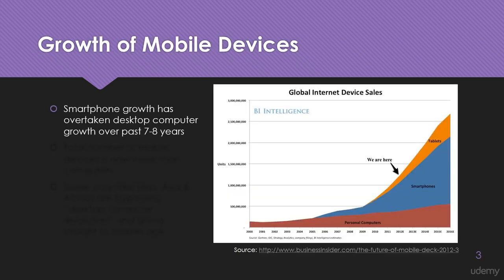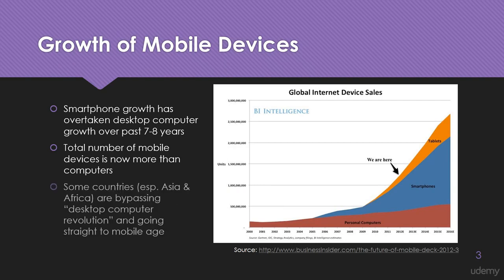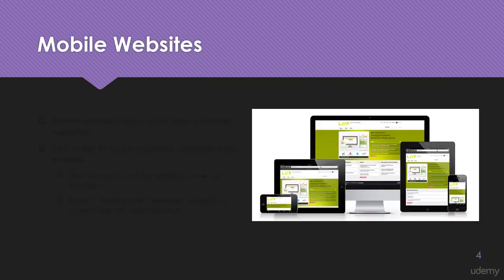So this is a graph that was posted on Business Insider, the media website. So smartphone growth has overtaken desktop growth over the past 7 to 8 years, and the total number of mobile devices today is more than computers. And some countries, especially in Asia and Africa, are completely bypassing the desktop computer revolution and going straight into the mobile age. So there's just a lot more devices out there, and hence a lot more footprint, and you can develop apps that are used by a greater number of users.